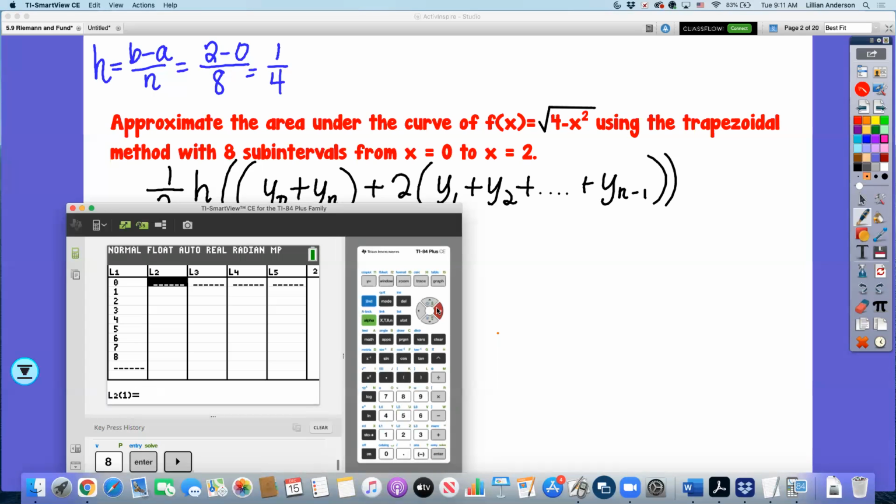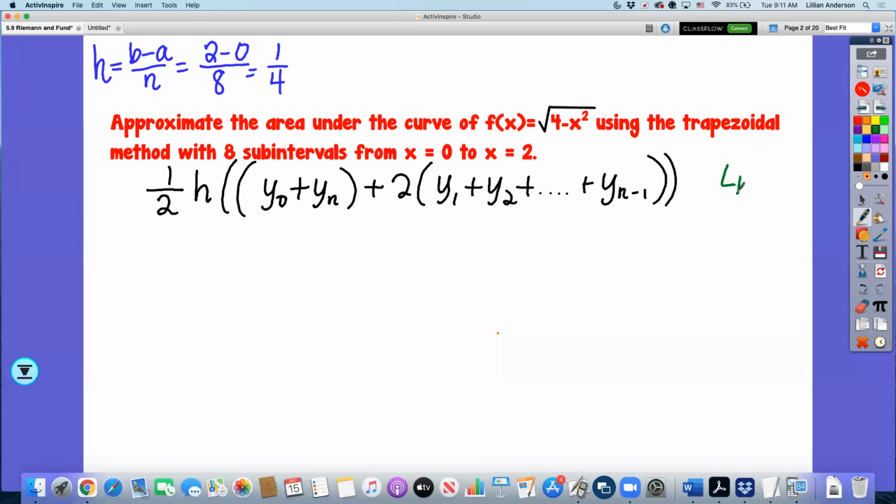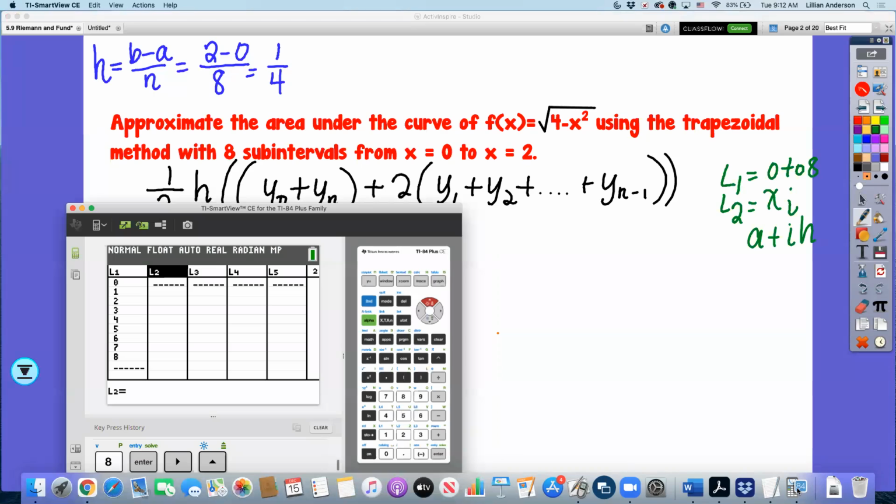Xi. 1/4 times L1. What went into, and maybe I'll write it over here. So L1 was 0 to 8. L2, it was essentially your X sub i's. That comes from A plus I times H. A being the lower bound that you're trying to find the area of, H representing the value we got in blue, and then I, essentially those values from L1. So it would be 1/4 L1.